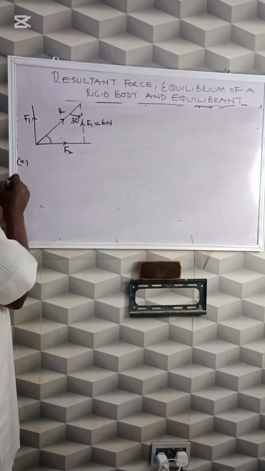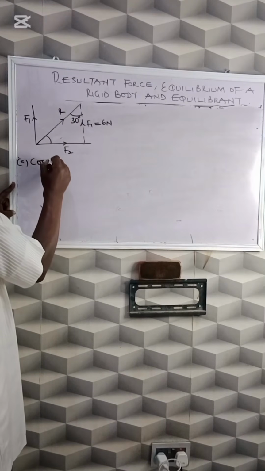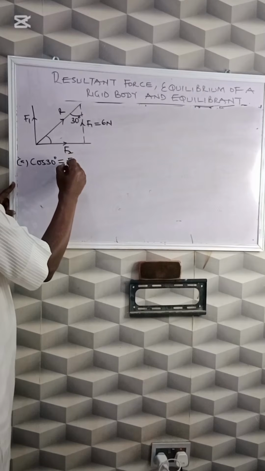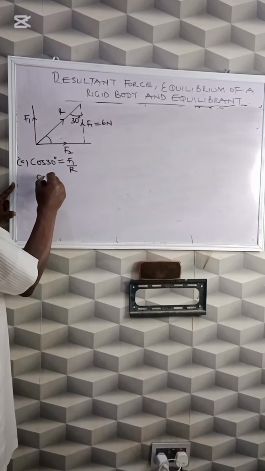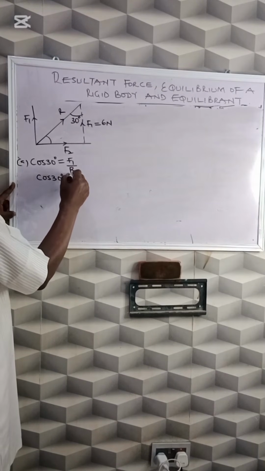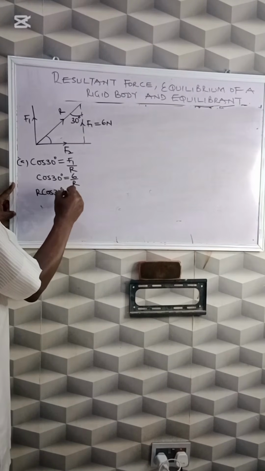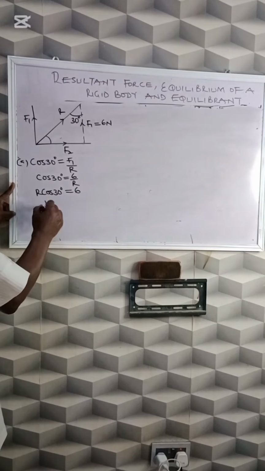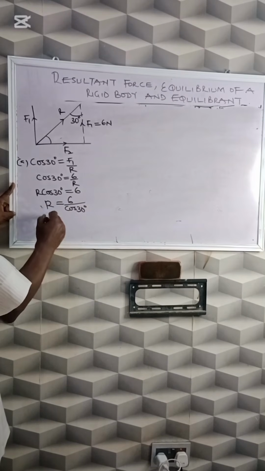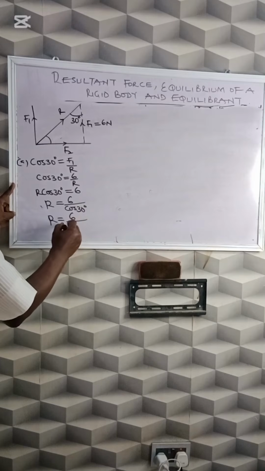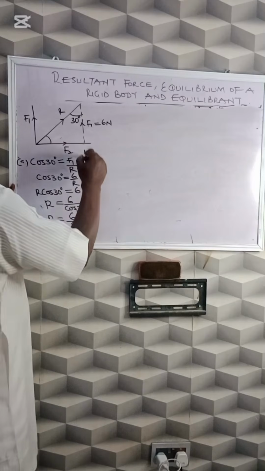So here we have to find the resultant. So we can say adjacent over hypotenuse. So cos 30 degrees, adjacent is F1, all over R. So cos 30 degrees is equal to F1, that is 6, all over R. Cross multiply, R cos 30 degrees is equal to 6. So R is equal to 6 divided by cos 30 degrees, which is root 3 over 2.